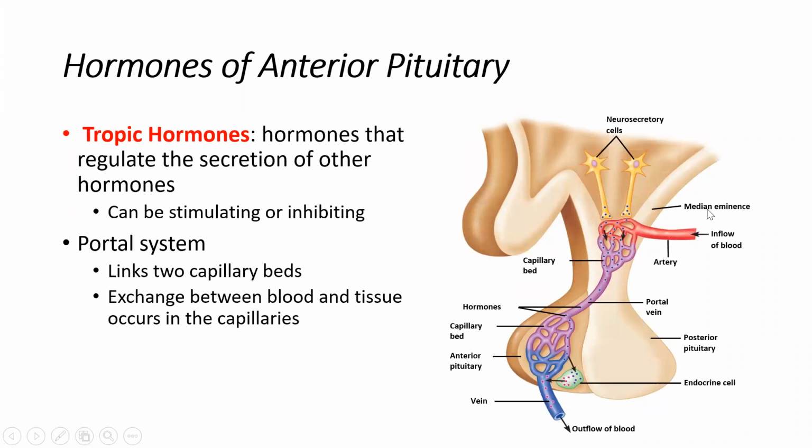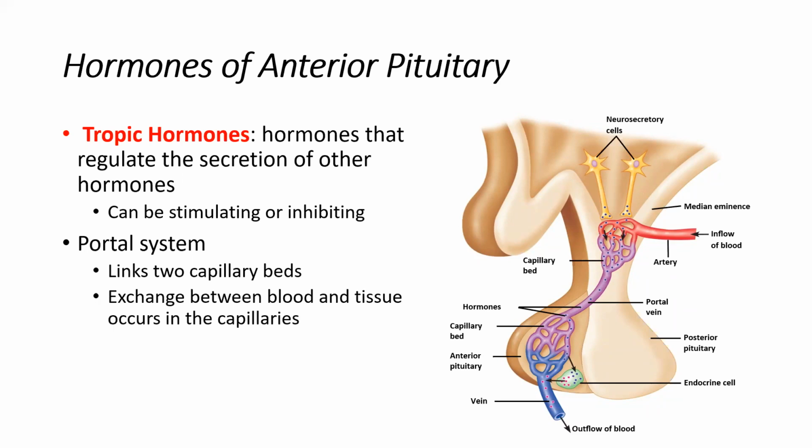All right, let's talk about the anterior pituitary here. So the anterior pituitary is where we have the release of tropic hormones. And a tropic hormone is any hormone that is going to regulate the secretion of another hormone or another gland that's secreting another hormone. This can be a stimulatory effect on that other hormone, or it can be an inhibitory effect on that other hormone.